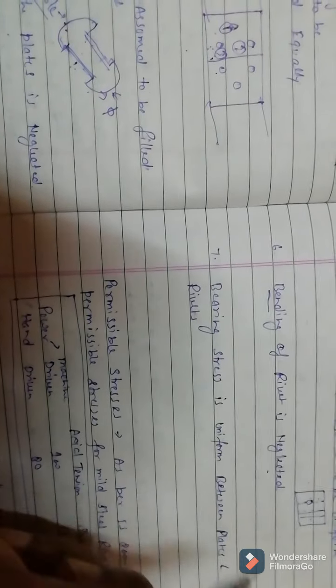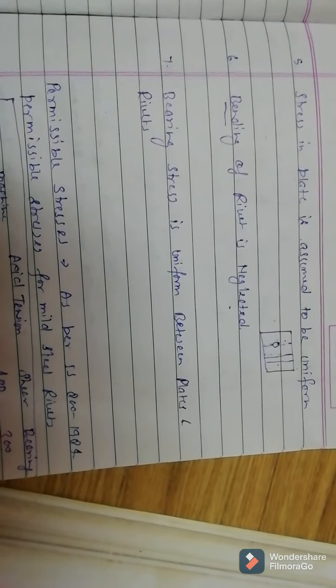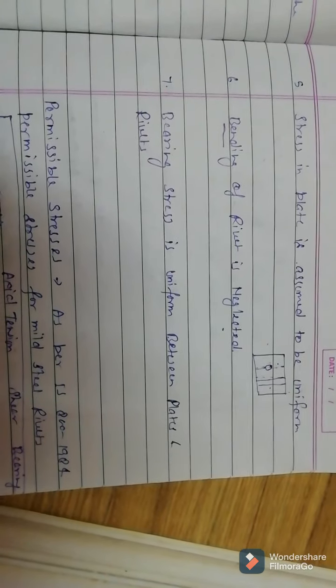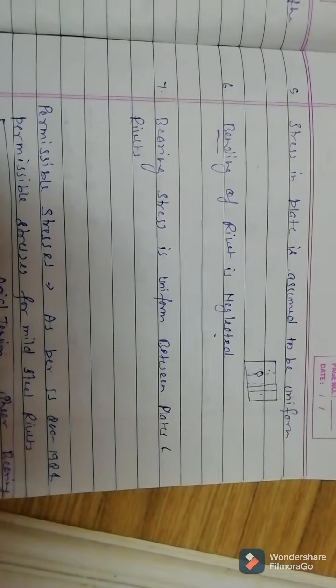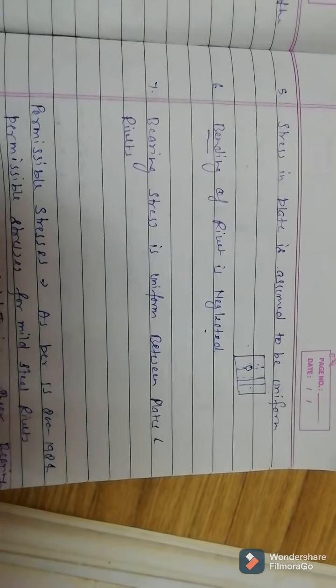Now seventh is the bearing stress is uniform between plate and rivets. Here the bearing stress is assumed to be uniform over the nominal contact surface of plate and rivets. Remember, the nominal contact between the rivet and plates will be uniform.